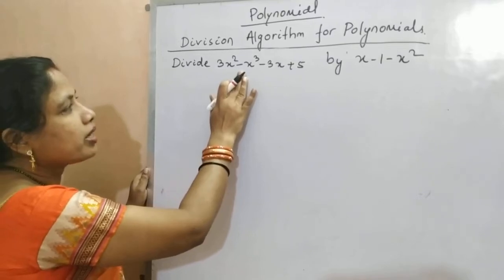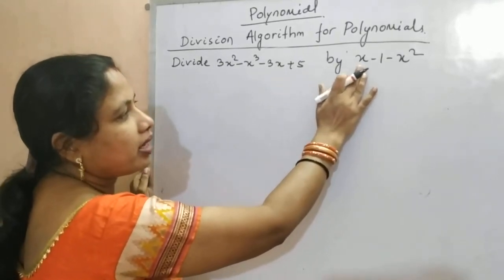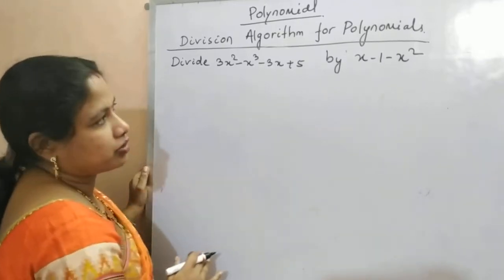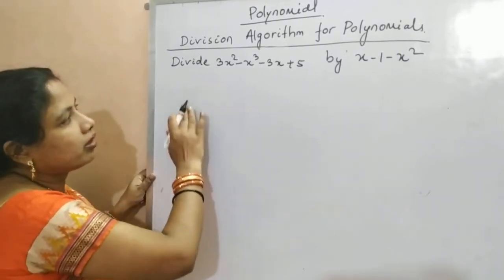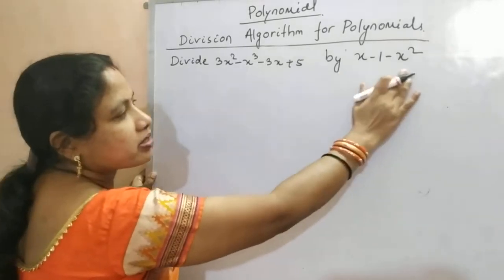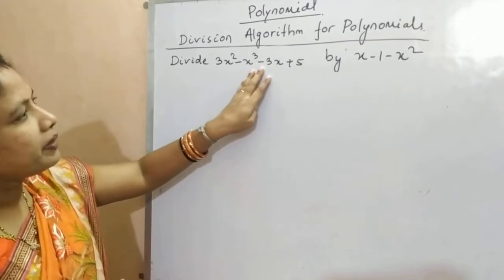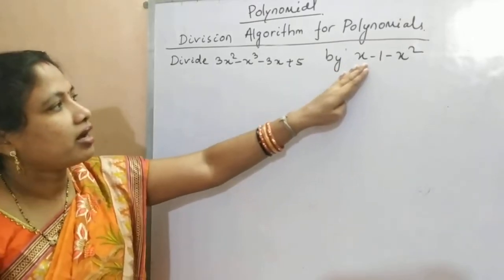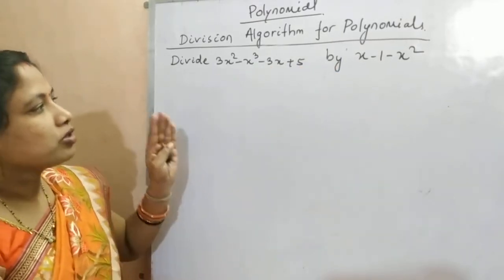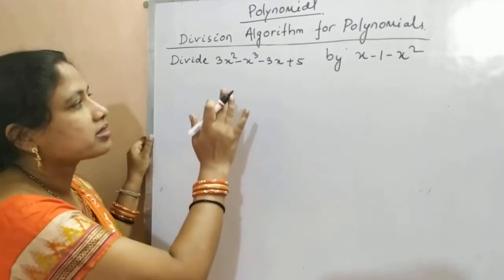Divide 3x square minus x cube minus 3x plus 5 by x minus 1 minus x square. So here the dividend is this polynomial and this is the divisor. We have seen that the dividend and the divisor are not in standard form. So before doing the division, we have to make them in standard form.